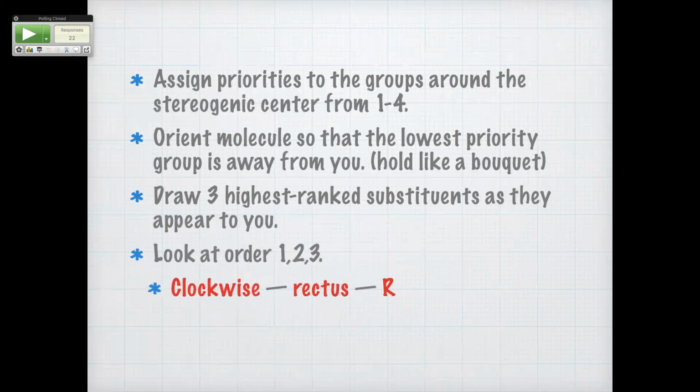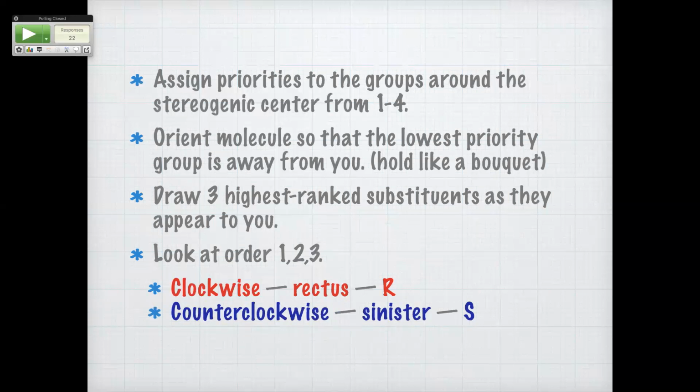If it goes clockwise, that's rectus, which is R. If they go counterclockwise, it's sinister, which is S. You remember hearing that left-handed people were bad? That's like an old thing. They were sinister. That's where that's coming from. Isn't that funny?